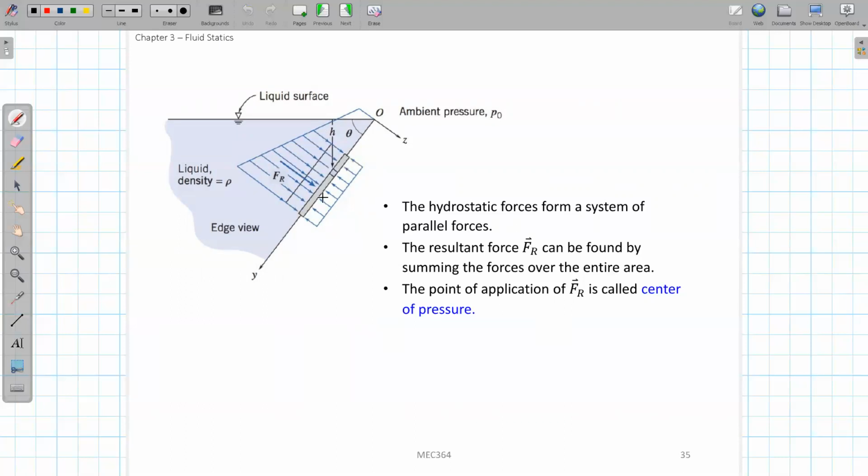If the other side also has 1 atmospheric pressure, you can balance it with this side to remove some length here. If there is not, you can just use the full length. And so we found what this F_R, the resultant pressure force, will be. So how do we find it?